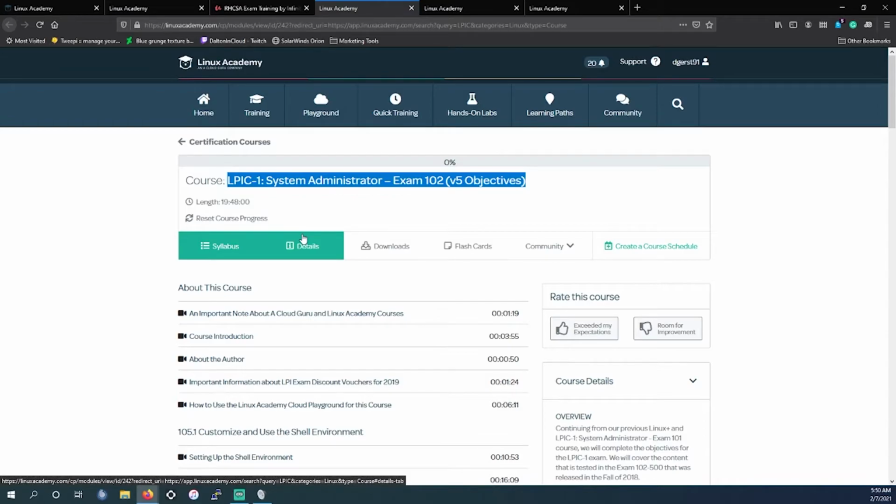Of course, it's very similar to the whole concept of Net Plus and going for your Cisco associate-level certification. You can just go for the vendor-neutral one, but generally you're going to see more job postings for the vendor-specific certification.